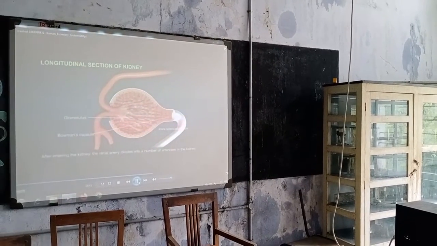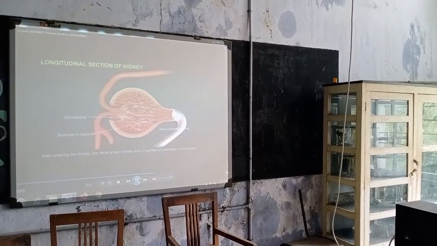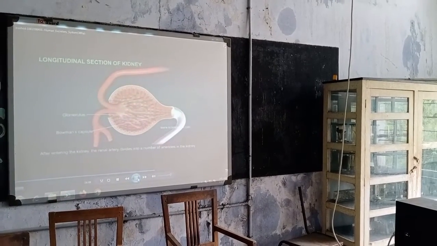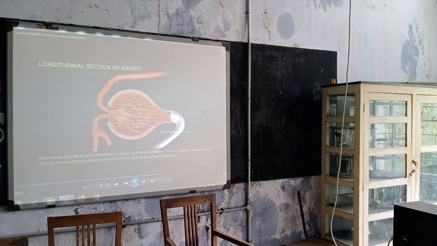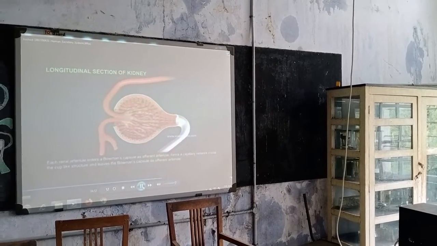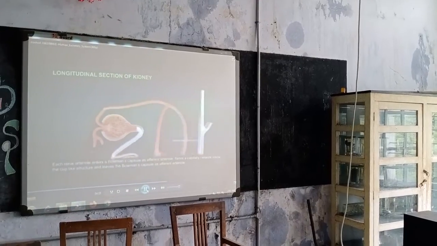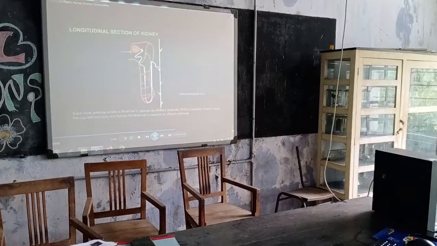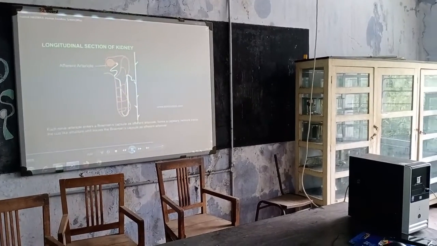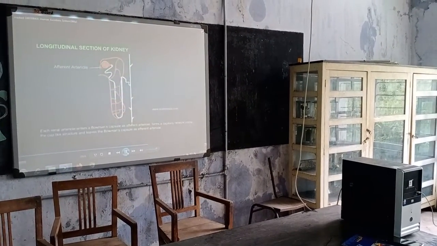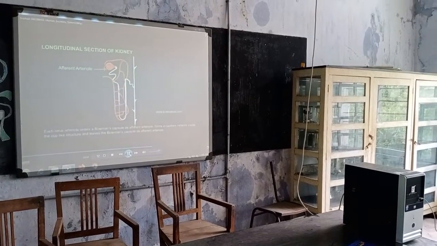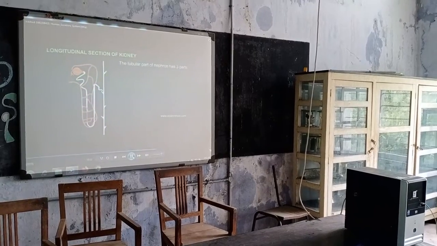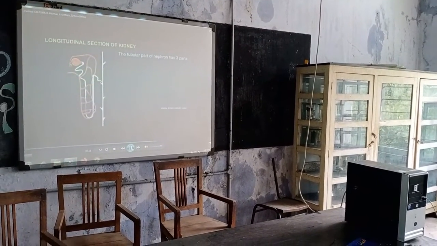After entering the kidney, the renal artery divides into a number of arterioles. Each renal arteriole enters a Bowman's capsule as afferent arteriole, forms a capillary network inside the cup-like structure, and leaves the Bowman's capsule as efferent arteriole. The tubular part of the nephron has three parts.